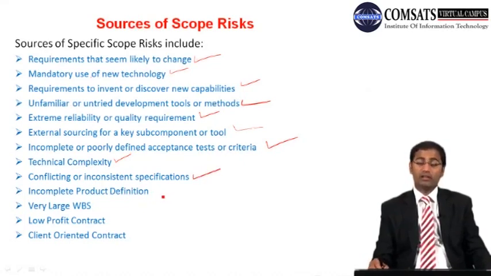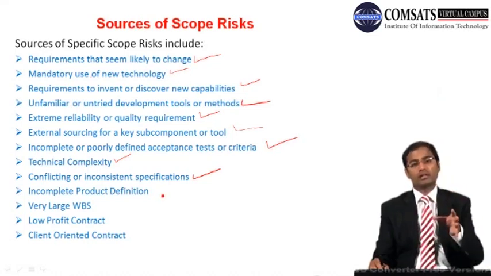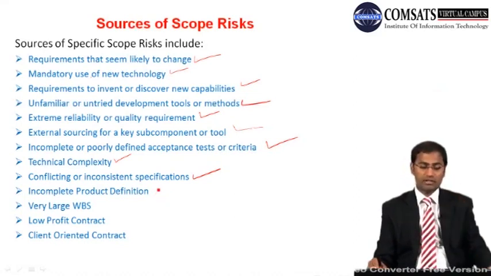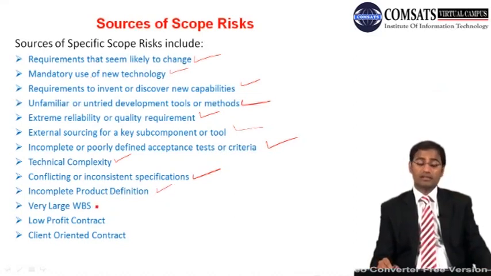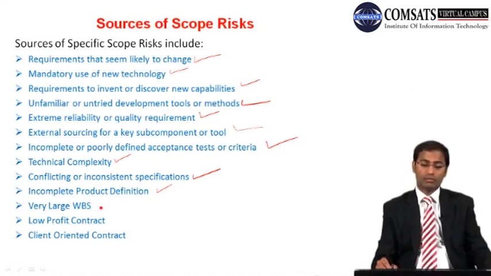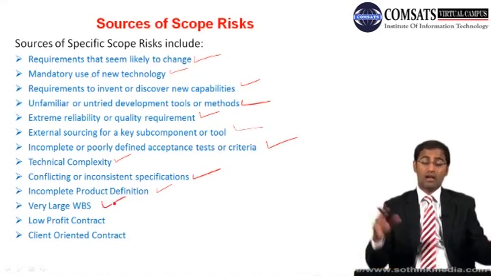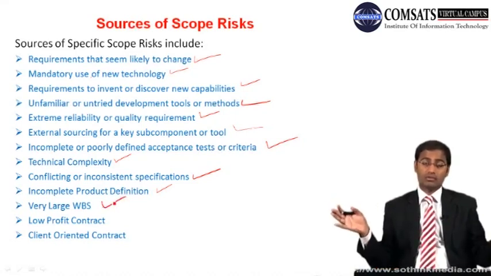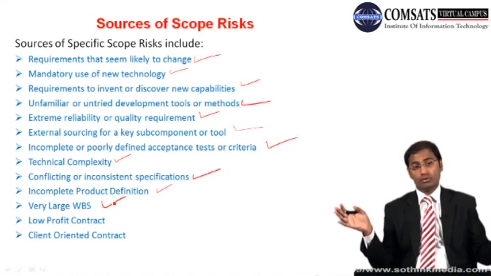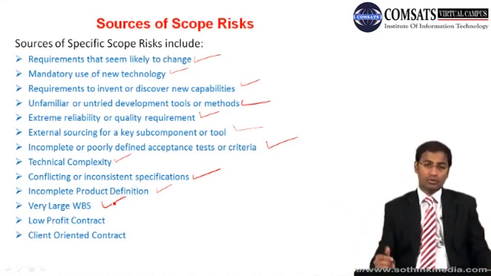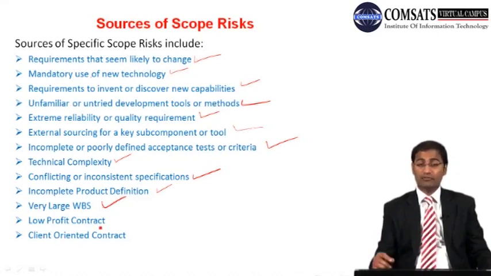And then incomplete product definition. People are so focused on doing the job that they forget to have a proper, documented definition. A very large WBS is a very potential source of scope risk. With a larger WBS, either you have more resources to manage them, or there is nobody to manage every work package, and few work packages are left with the responsibility. That is a big question mark.